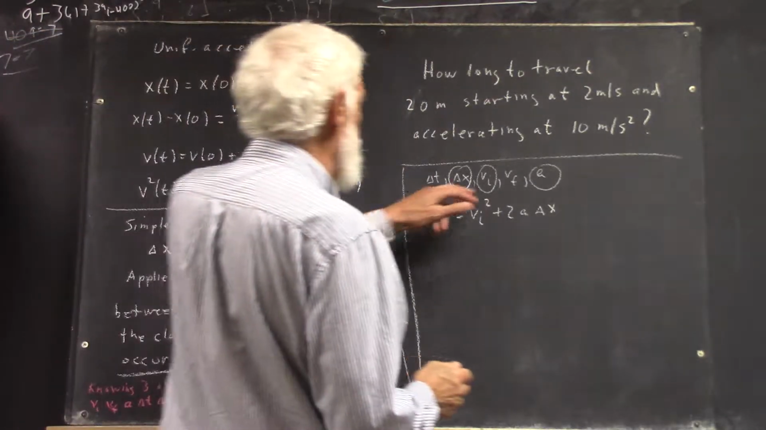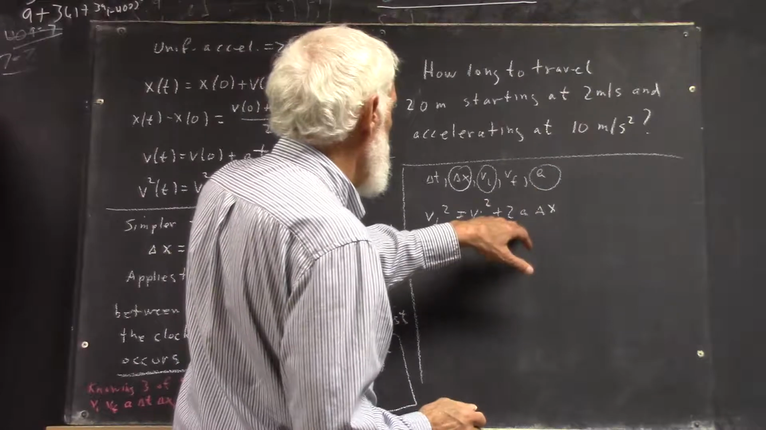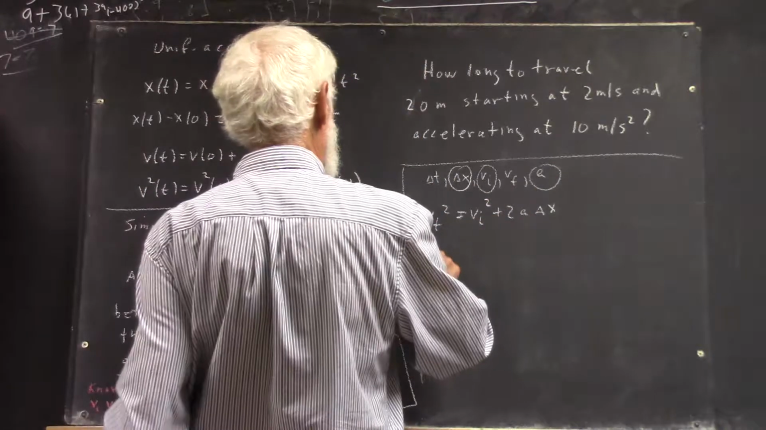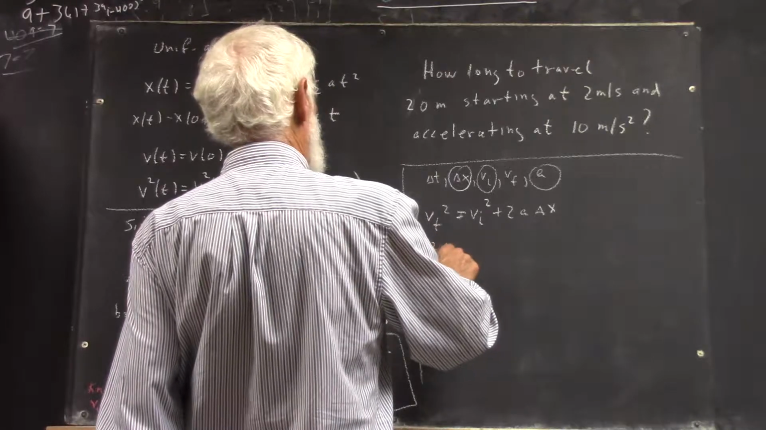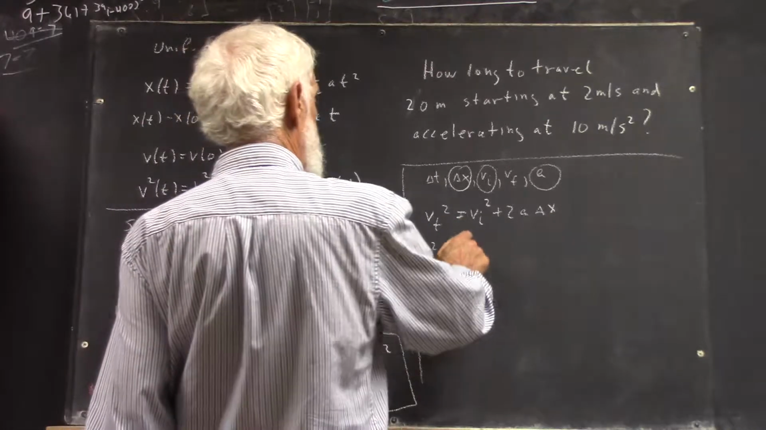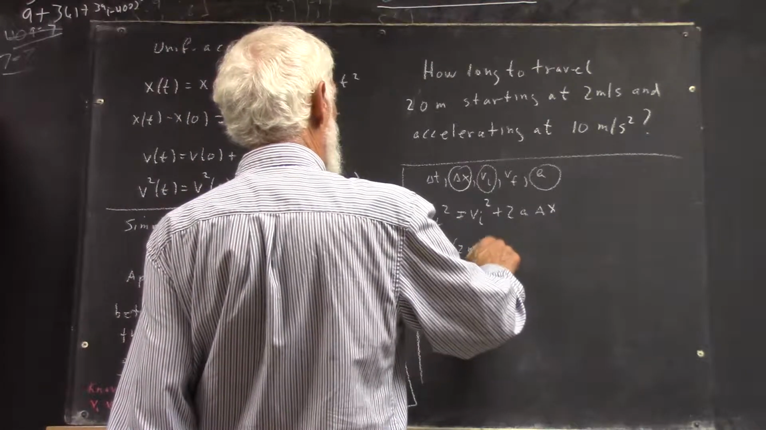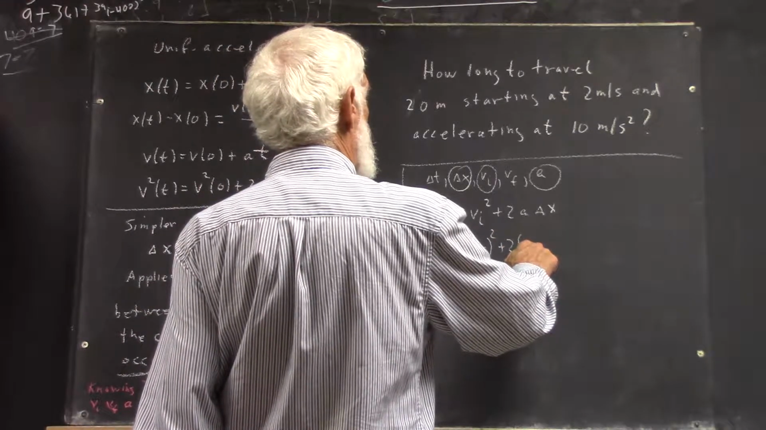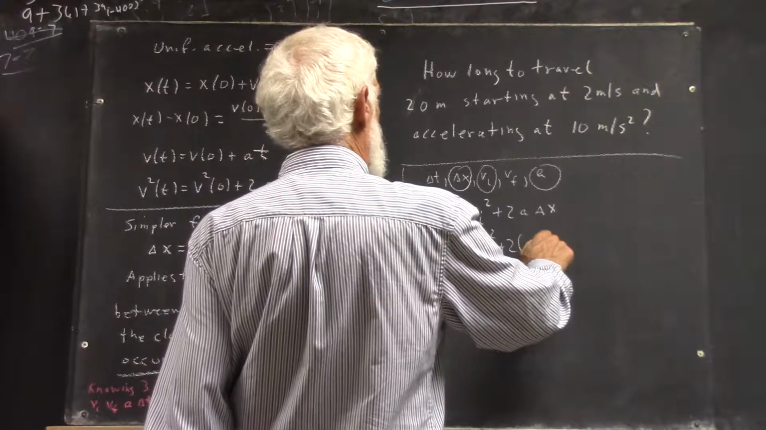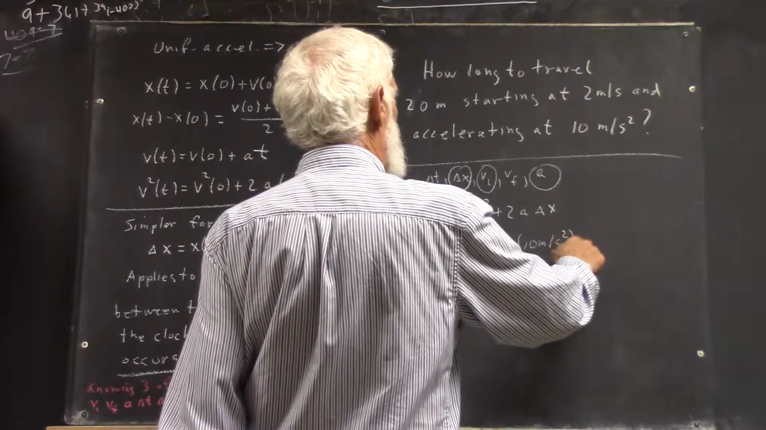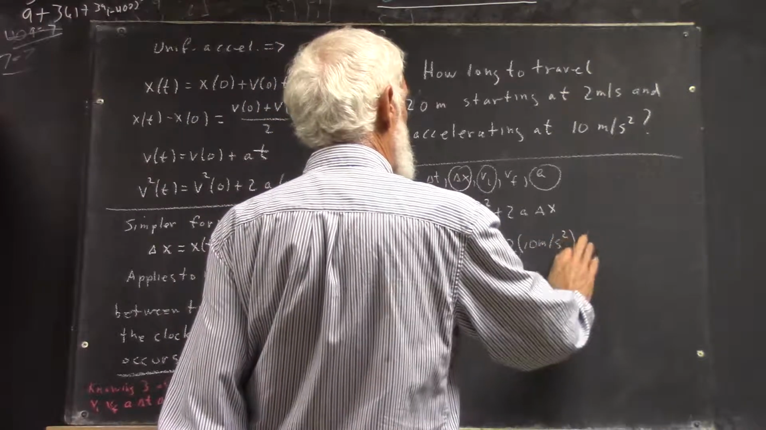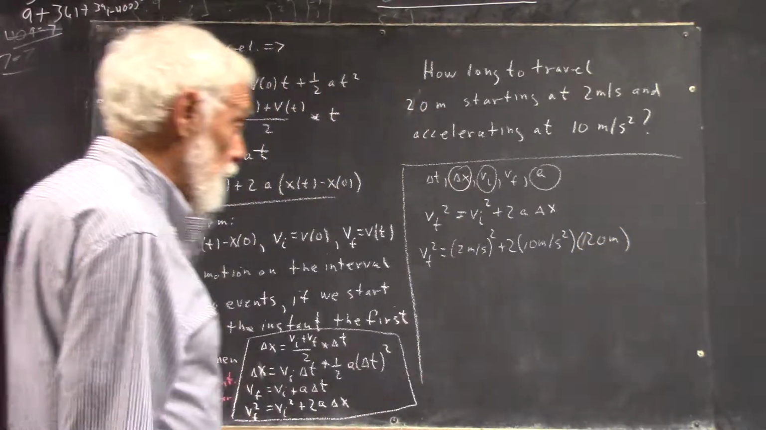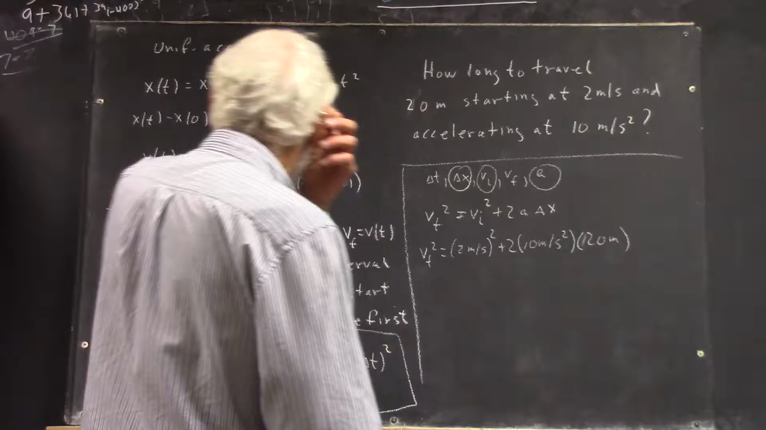Now we know VI, we know A, and we know delta x. So we get VF squared right away. VF squared, very simple to solve, to substitute these. You got 2 meters per second quantity squared plus 2 times 10 meters per second squared times 20 meters. You can fill in all of this.